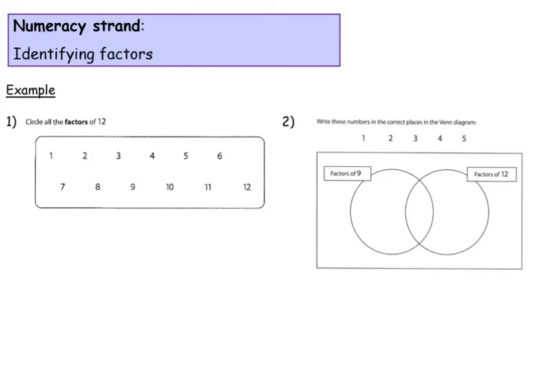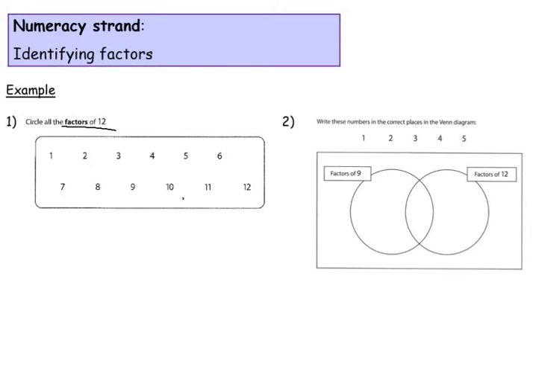So today we're going to look at the numeracy strand, identifying factors. Now all factors, they're numbers that go into another number. So our first example is to circle all the factors of 12. Now before we begin, we could write all our factors of 12 down here, and then it's easier for us to match them with the numbers up top.